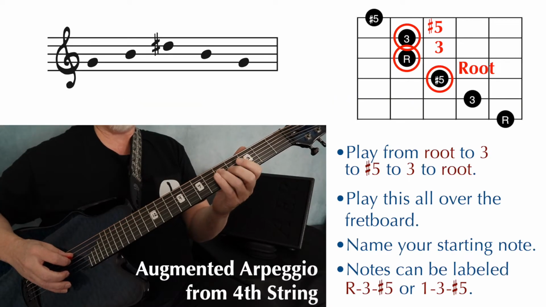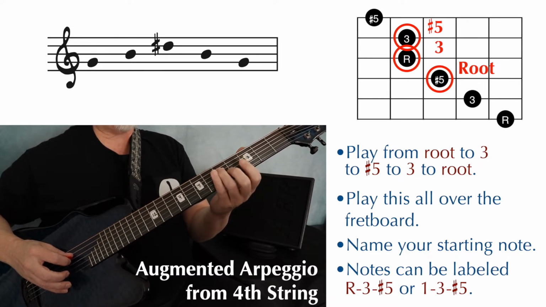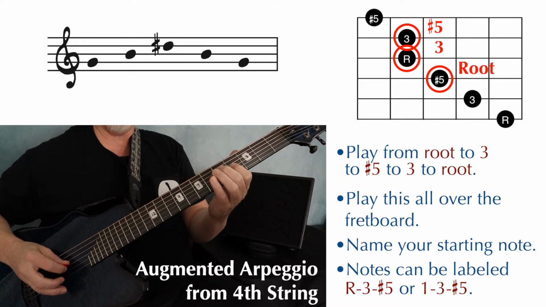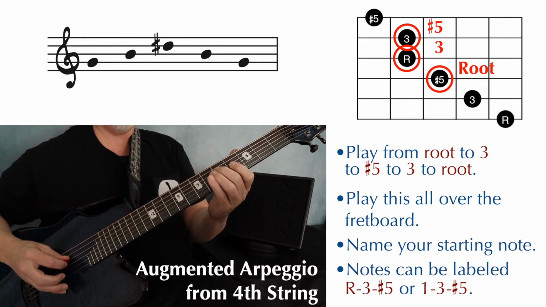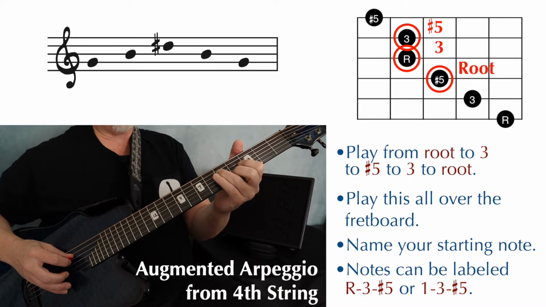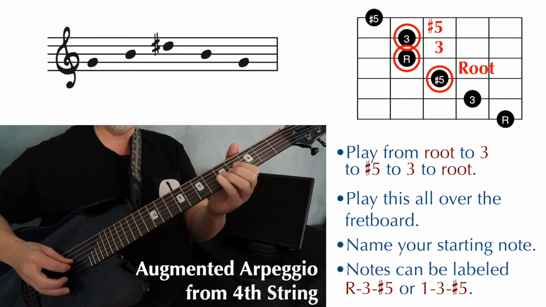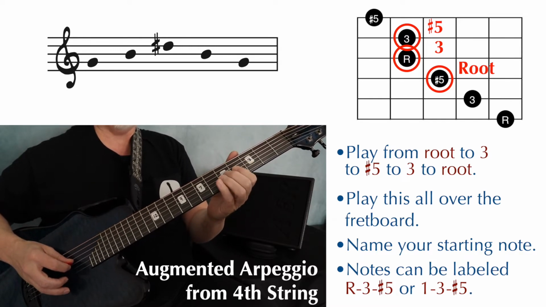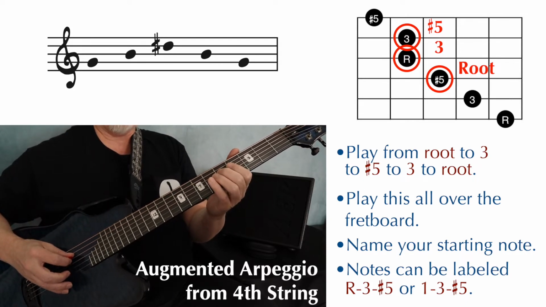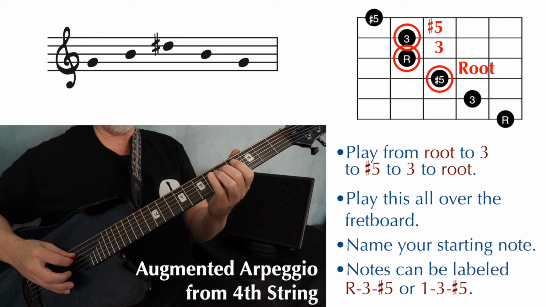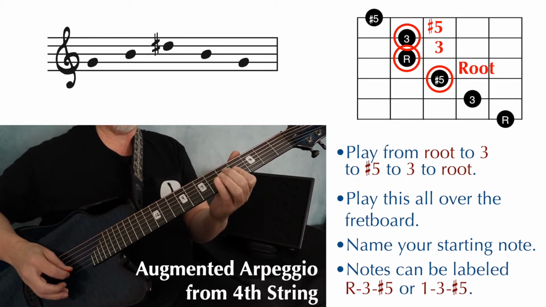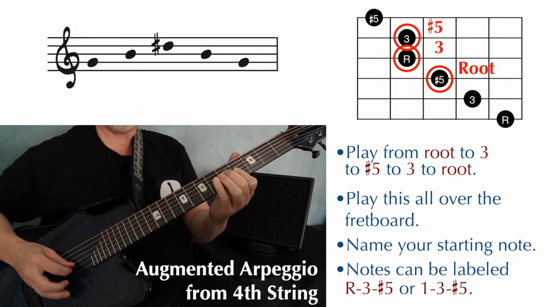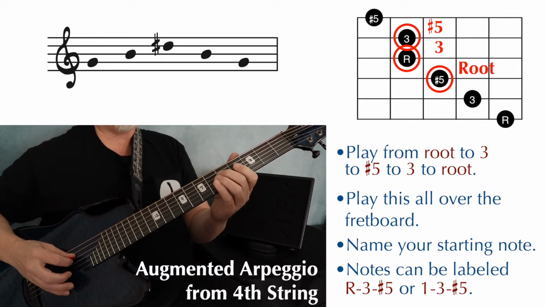Now we'll treat the 4th string as our root. This will be a G augmented triad because we're starting on the G, string 4, fret 5. This time our fingering is 2, 1, 1, 1, 2. You could also play finger 3, 1, 2, 1, 3, or 2, 1, 2, 1, 2. So there's some options there. However you play, you label it root, 3, sharp 5, 3, root, or 1, 3, sharp 5, 3, and 1.